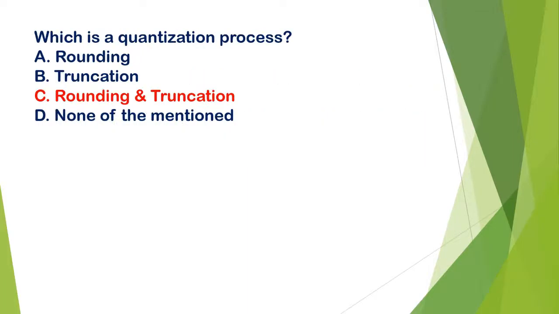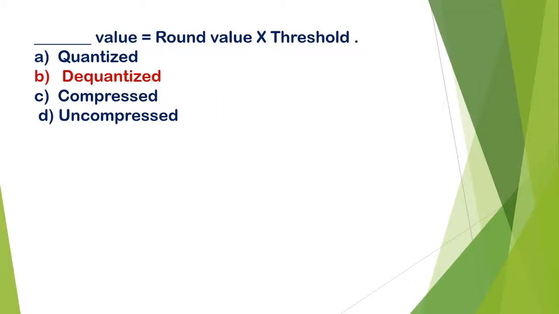Both A and B. Which is a quantization process? A. Rounding. B. Truncation. C. Rounding and truncation. D. None of the mentioned. And the correct option is C. Rounding and truncation. Dash value equal to round value into threshold. A. Quantize. B. Dequantize. C. Compressed. D. Uncompressed. And the correct option is B. Dequantized.